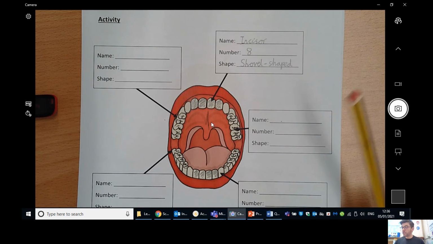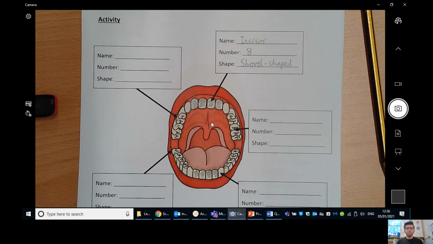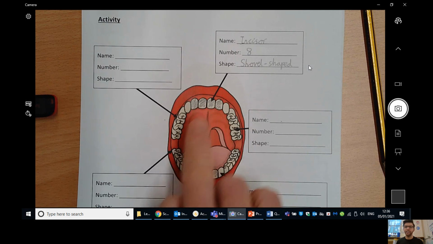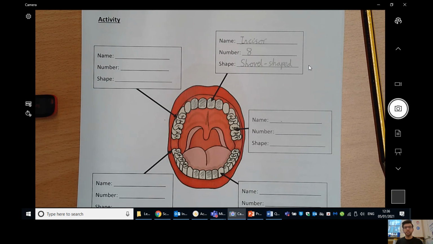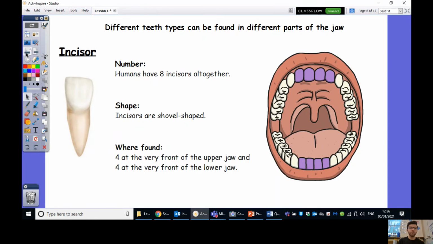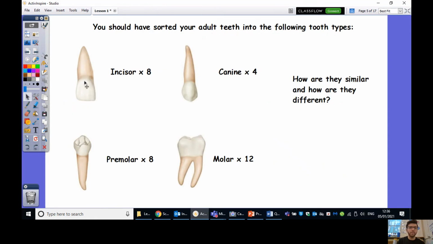Okay, so that I've done as an example. If you could please complete that first part of your sheet. Remember the incisor: there are 8 of them, shovel shaped. And if you've got colours, it would be really nice to have all these incisors in one colour. If not, you can just use pencil like I'm doing here. So complete that first section and then resume the video when you are ready. I'm going to remove it off there, see if you can remember. Off you go.